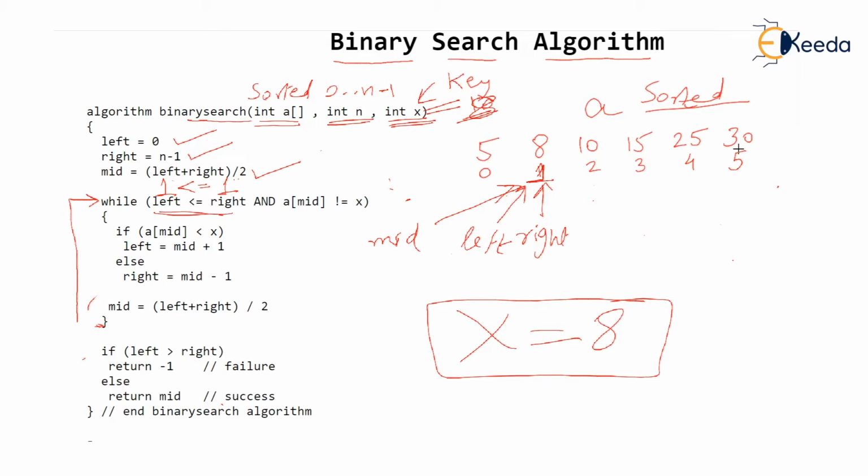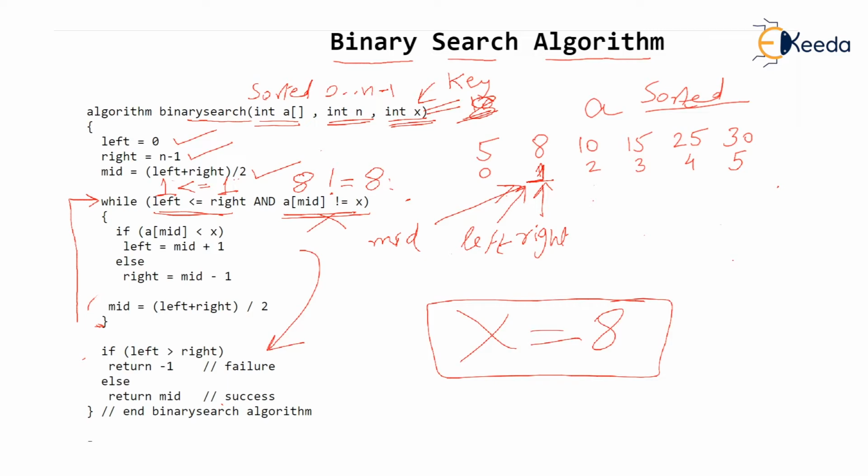But the second condition you watch, the second condition is A of mid. Look at the mid in the diagram. Midpoint is storing 8. Is it not equal to the key that we are searching? That's also 8. But they are equal, isn't it? That means we have got our value at the mid place. So the condition A of mid not equal to X becomes false and the loop breaks.